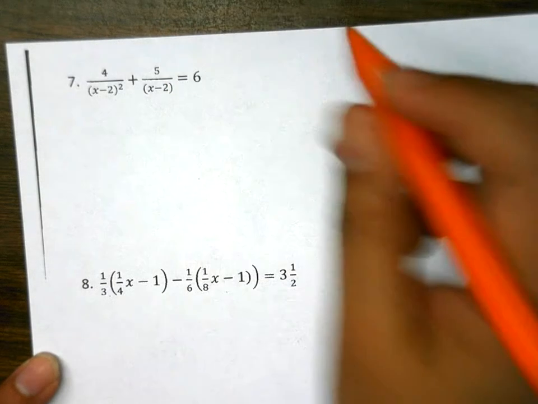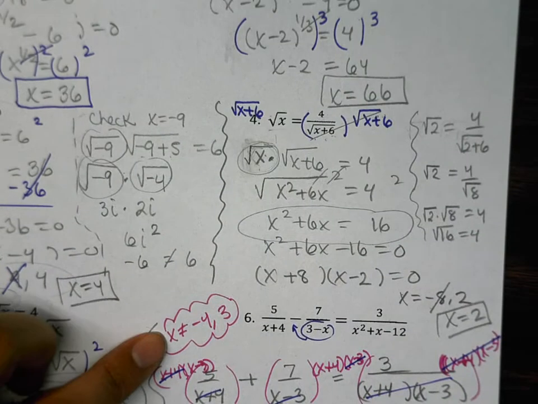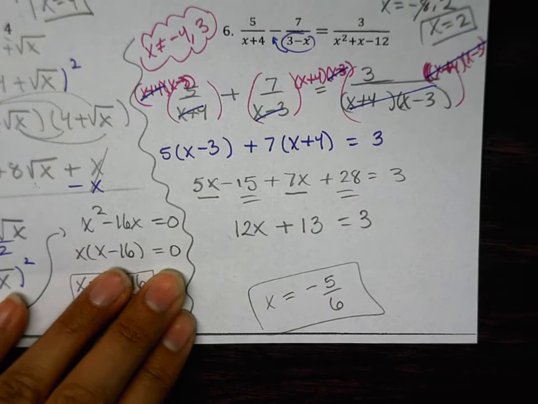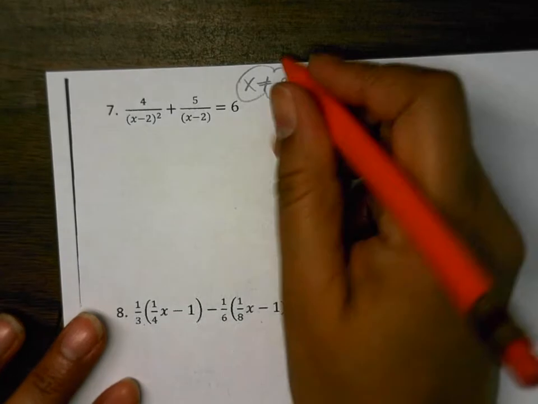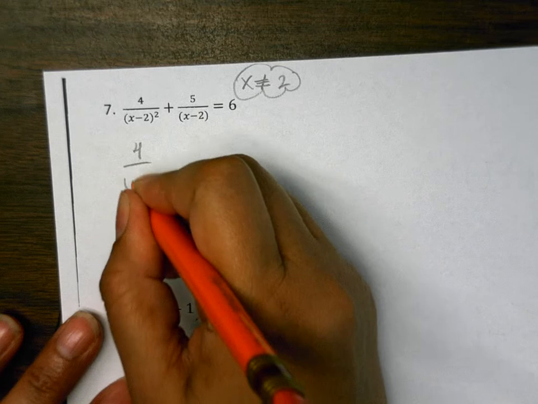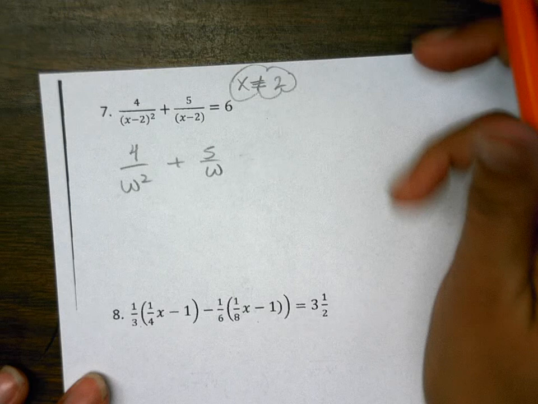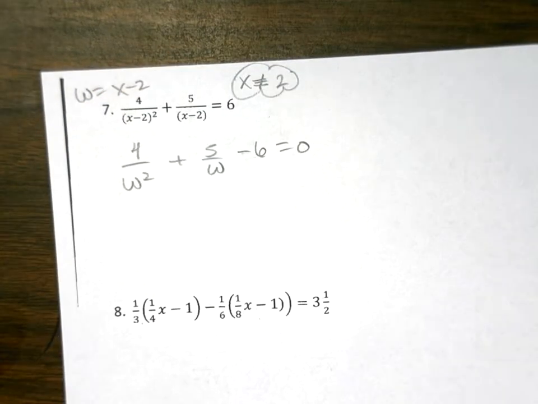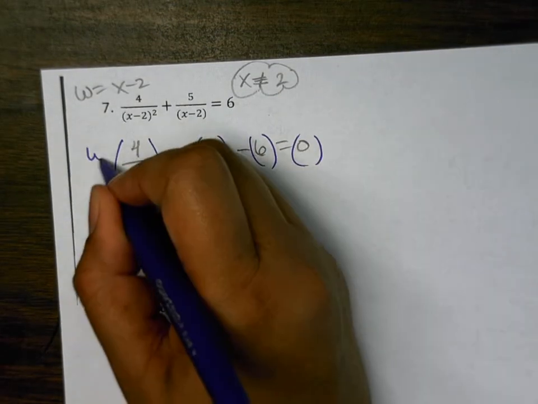All right, so what are we going to let W equal? Oh, before we do, what's my one restriction? X cannot equal 2. What were the two last restrictions? -4 and 3, and my answer was -5/6, so we're okay? Yes? All right, X cannot equal 2, so 4 over W squared plus 5 over W minus 6 equals 0, where W equals X minus 2. What do you multiply everything by? W squared.